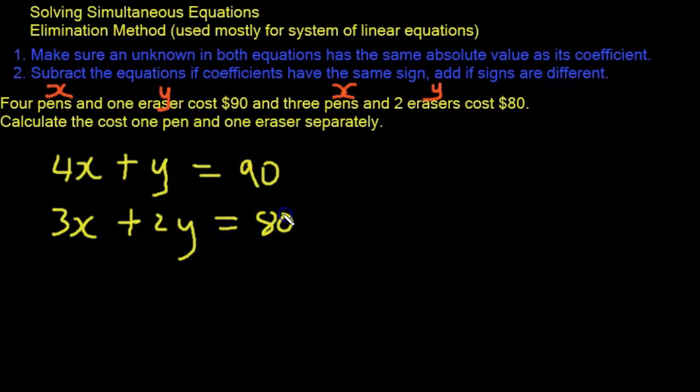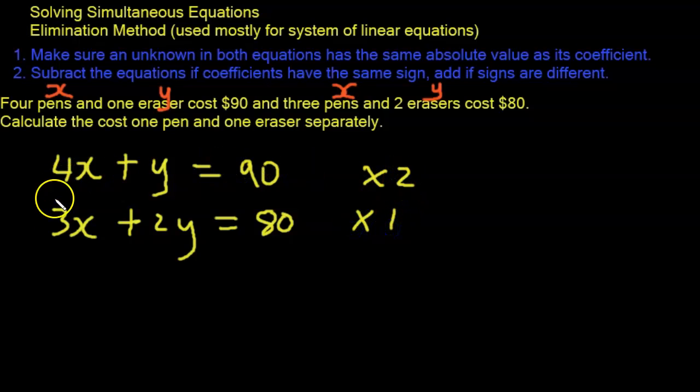Now from here on, it's really up to you to decide whether you want to let the X coefficients be the same or the Y. If you want to let the X be the same, I guess you will multiply the top one by 3 and the other one by 4. Alternatively, let me try aiming for the Y. I recognize we can just multiply the top equation, equation 1, by 2 and the other equation by 1.